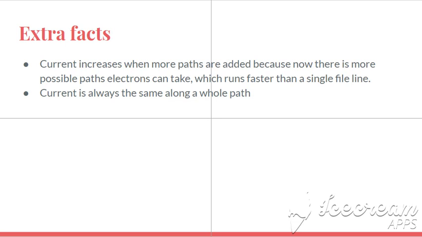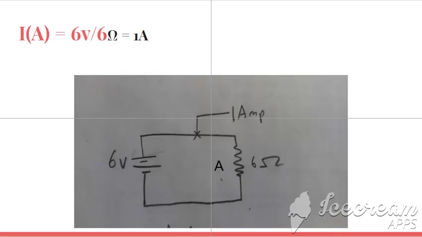So let's get into the equations now. We're just showing the simple basics about current. We have one loop, 6 volts being powered into the loop, and a resistor of 6 ohms. So if we go around this whole thing, it says 1 amp.